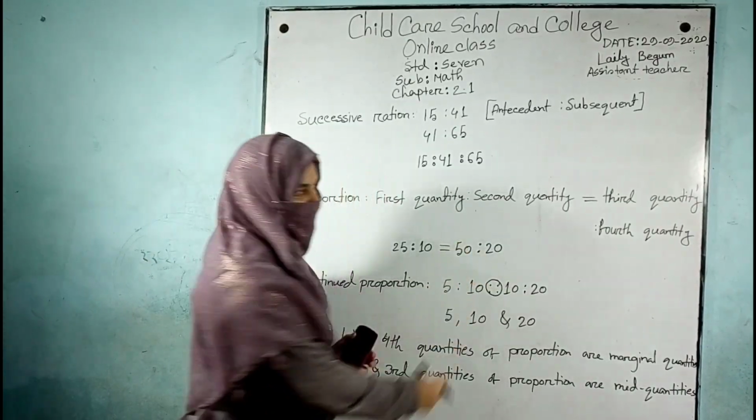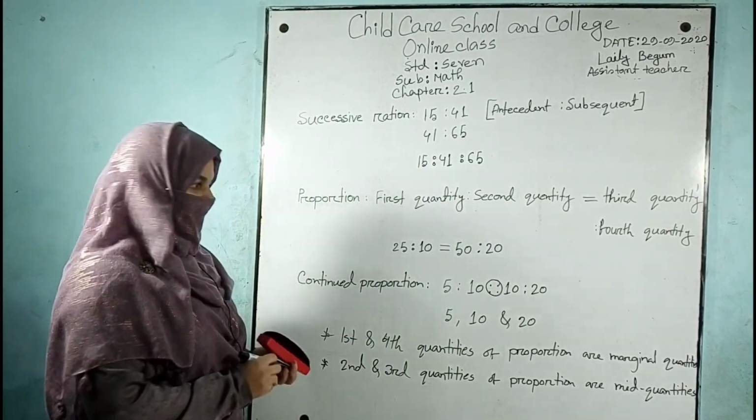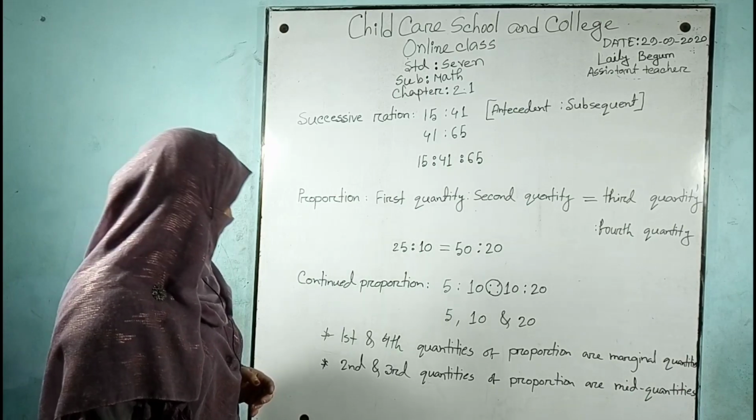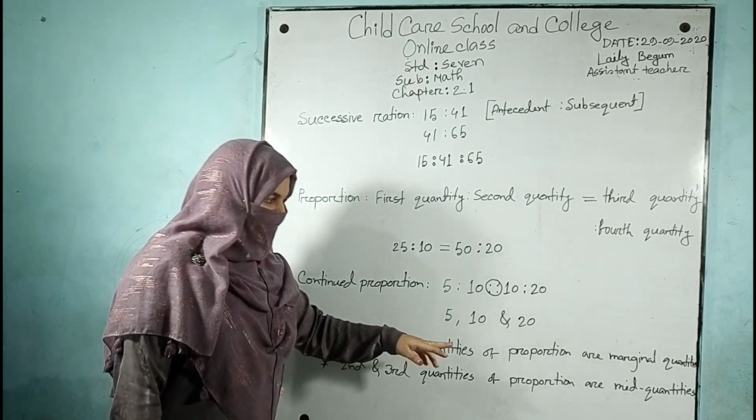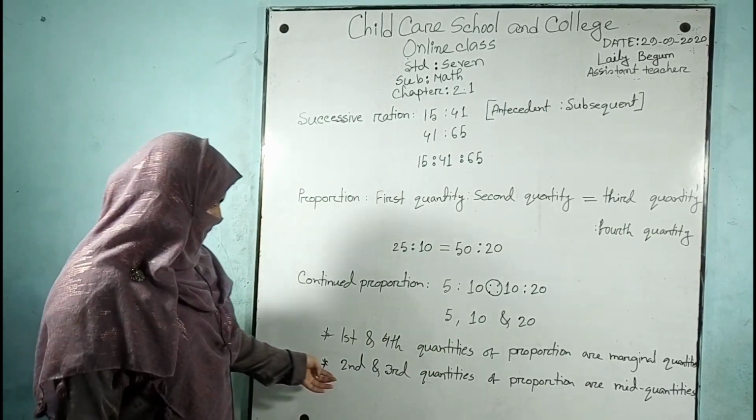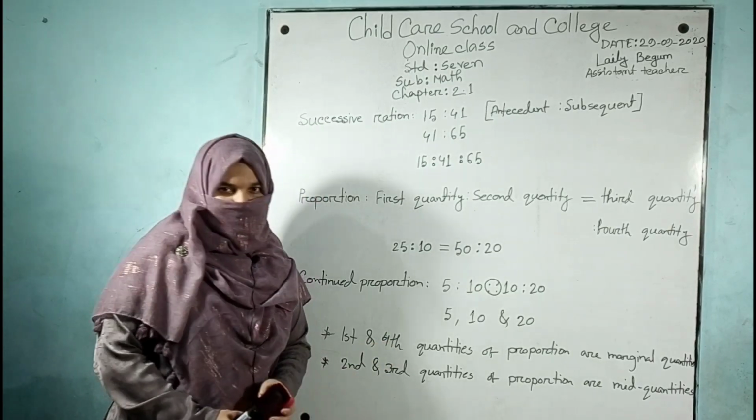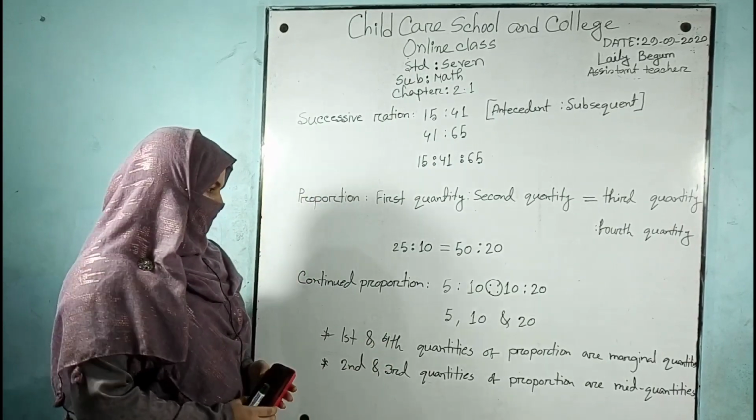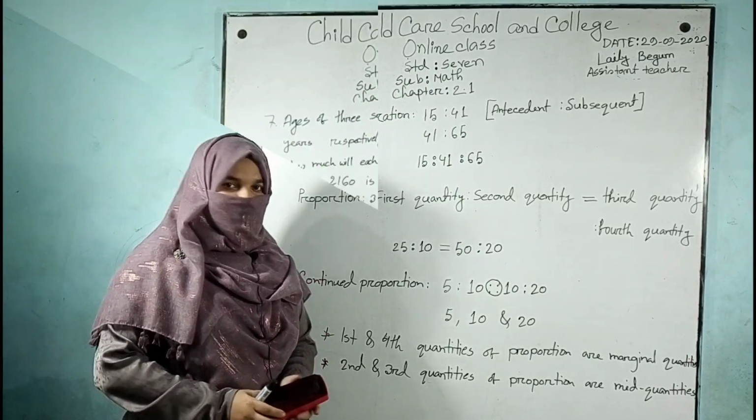is called proportion. In this chapter, if we solve questions, at first we need to know two things: the first and fourth quantities of a proportion are called marginal quantities, and the second and third quantities of a proportion are mid quantities. Now we solve some questions about this chapter.